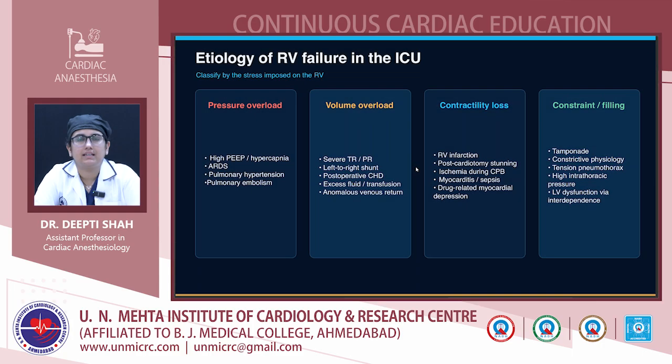Now we will be studying the etiology of RV failure in the ICU, which I have divided into 4 parts: it can be because of pressure overload, or volume overload, or contractility loss, or constraint to filling. Pressure overload in the ICU can happen if we are mechanically ventilating the patient and giving high PEEP, or hypercapnia is present, or hypoxia is present, or there is ARDS, that is some issue with the lung, or the patient is going into pulmonary hypertension, or it might be pulmonary embolism.